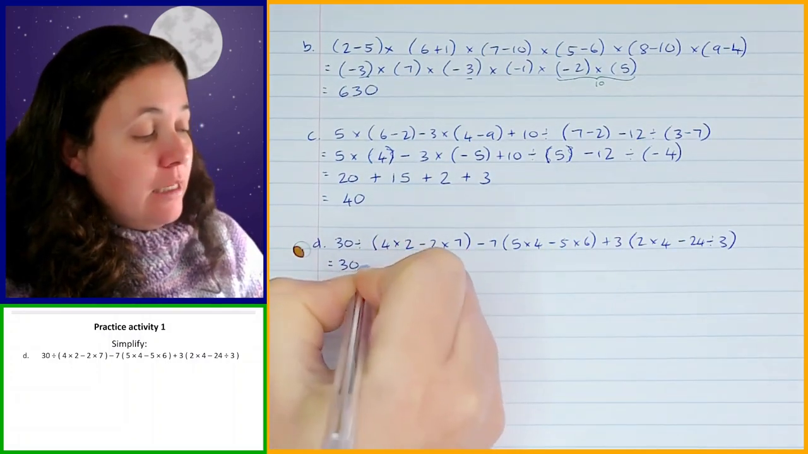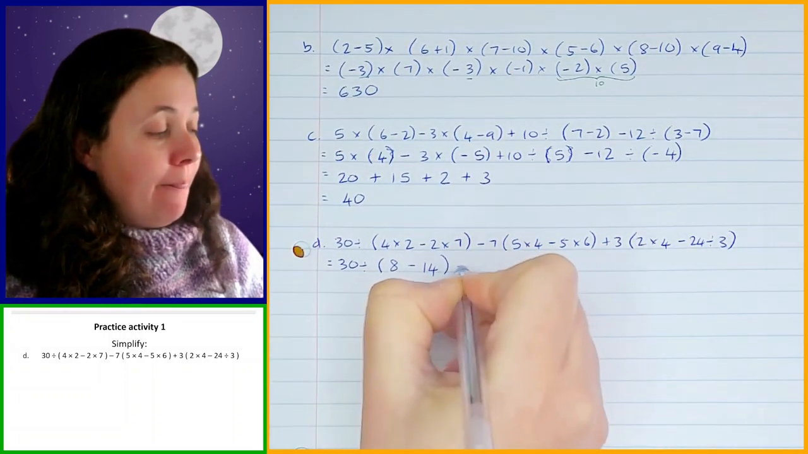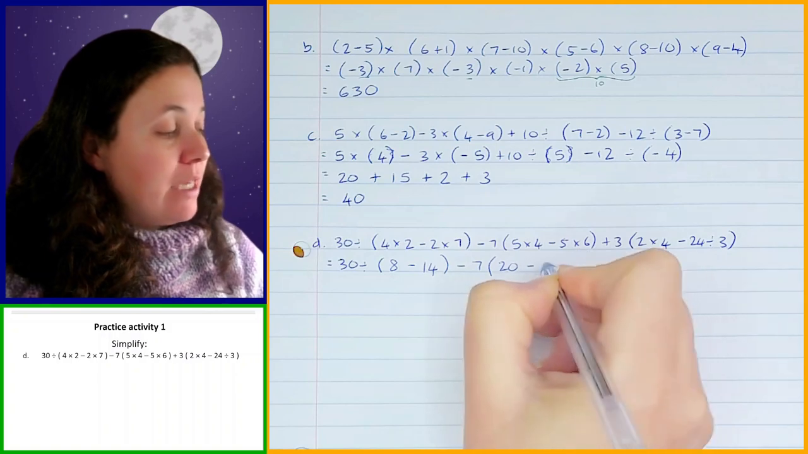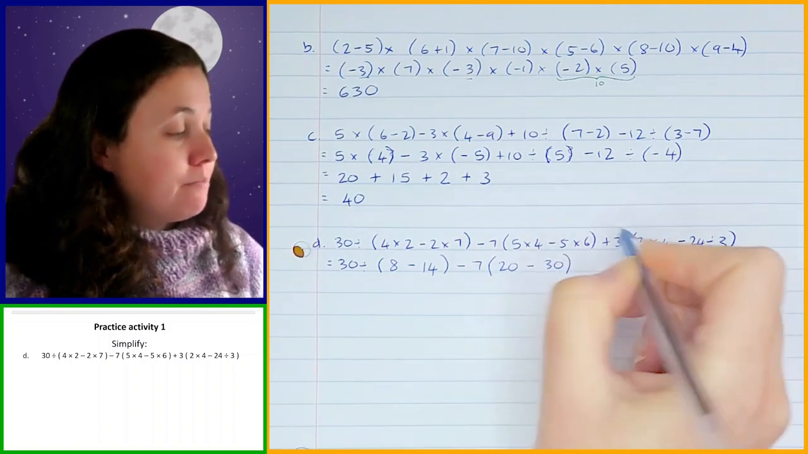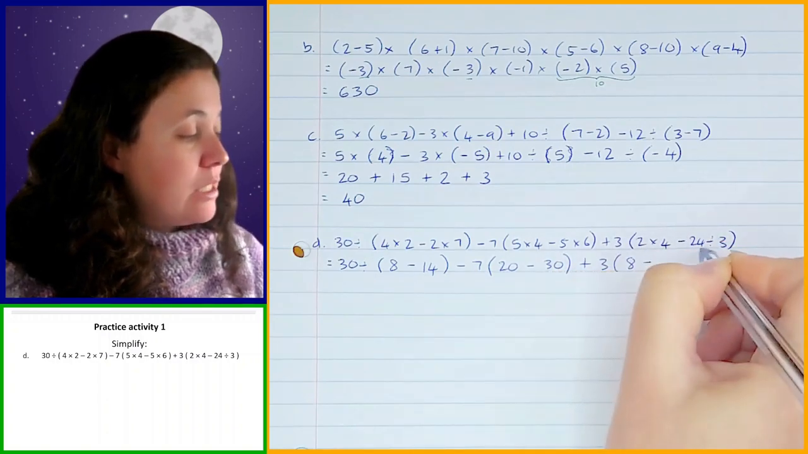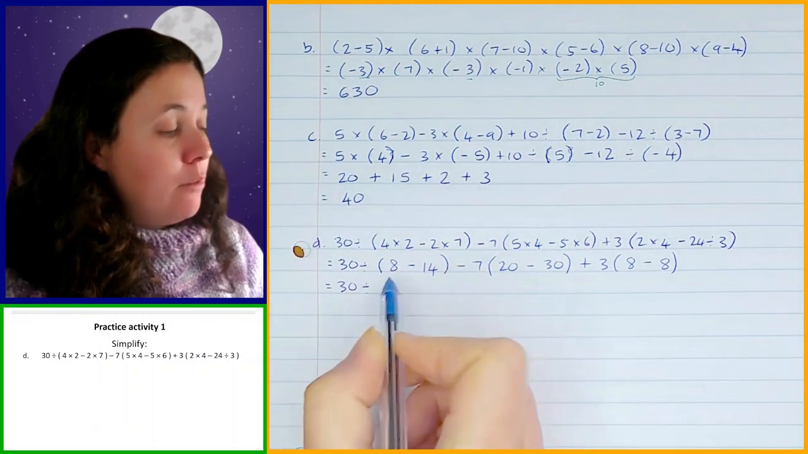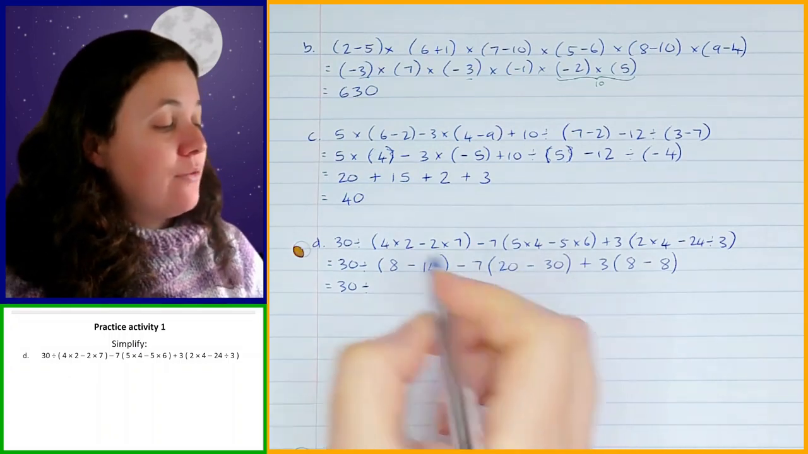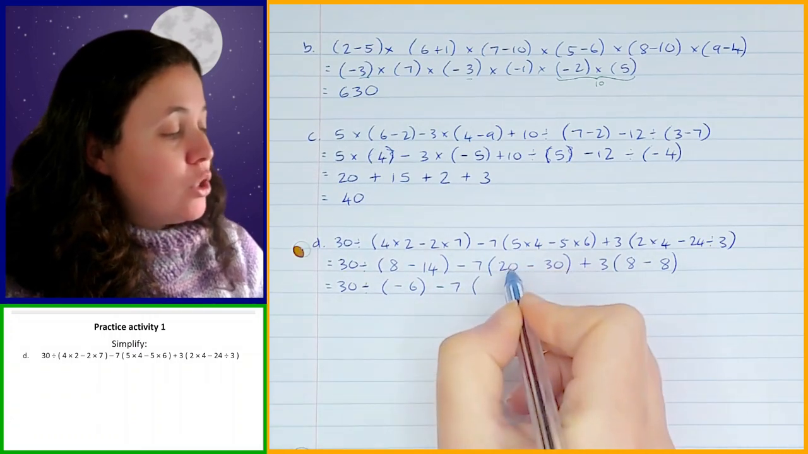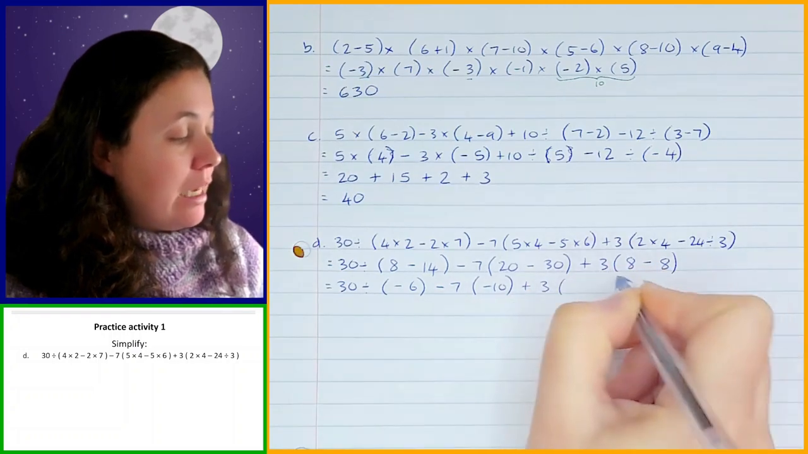So I've got 30 divided by, inside the brackets here, I've got 8 minus 14 minus 7, then open the brackets, 5 times 4 is 20 minus 5 times 6 is 30 plus 3 times 2 times 4 is 8 minus 24 divided by 3 is also 8. Okay, so over here I get 30 divided by, now I'm doing my subtraction inside my brackets. 8 minus 14 is negative 6, minus 7, open brackets, 20 minus 30 is negative 10, and then plus 3 times 8 minus 8, which is 0.